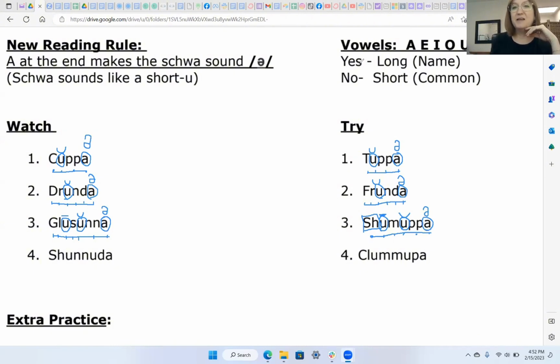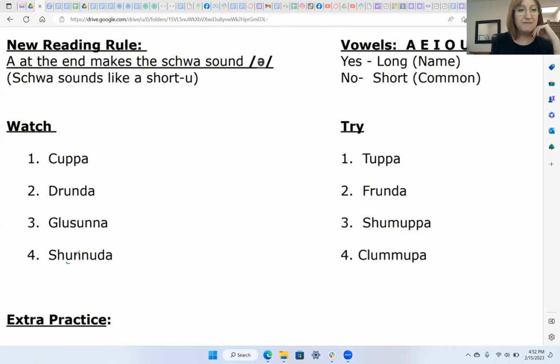Okay, I'm going to clear this page and let's do the last one. I'm going to mark my vowels. I can, oh, there's one. Don't let that one get by.